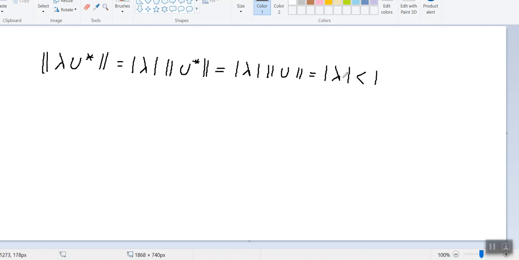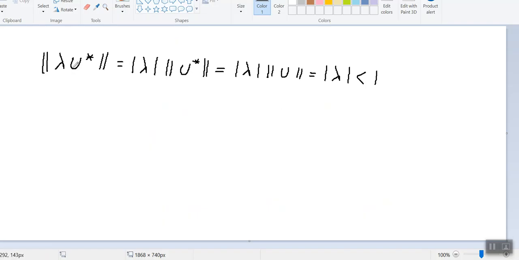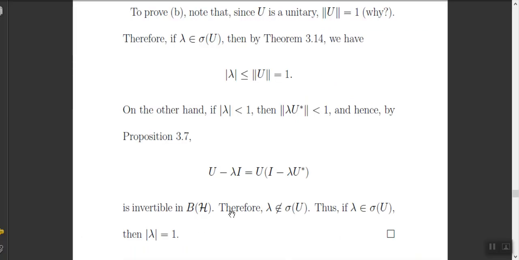So this equals the absolute value of lambda, and this is less than 1. So lambda U star is an operator of norm less than 1. Then by this proposition, if you remember 3.7, since this is an operator of norm less than 1, I minus lambda U star is invertible, because the norm of this one is less than 1.